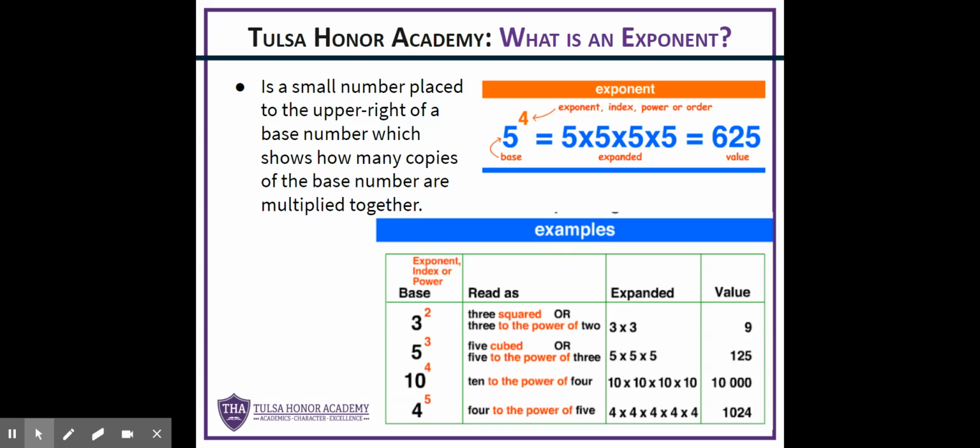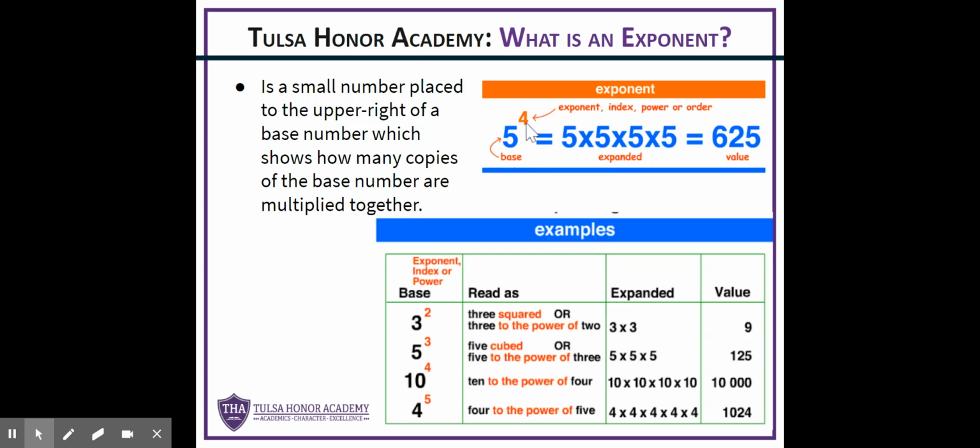But our first question for today is basically what is an exponent? An exponent is a small number placed to the upper right of a base number, which shows us how many copies of the base number are multiplied together. So if we have 5 to the 4th here, this 4 is our exponent and our 5 is our base.